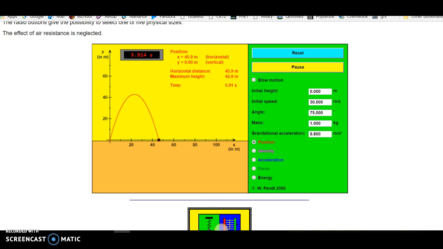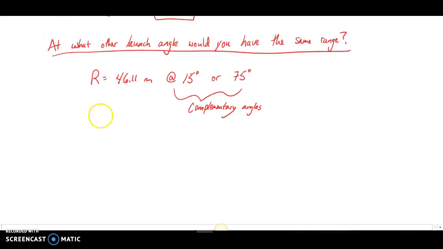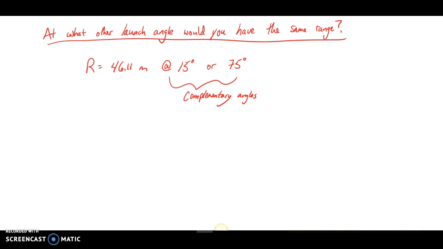One last question on this example. I want to know what its speed is when it lands. What is the speed of the object when it lands?